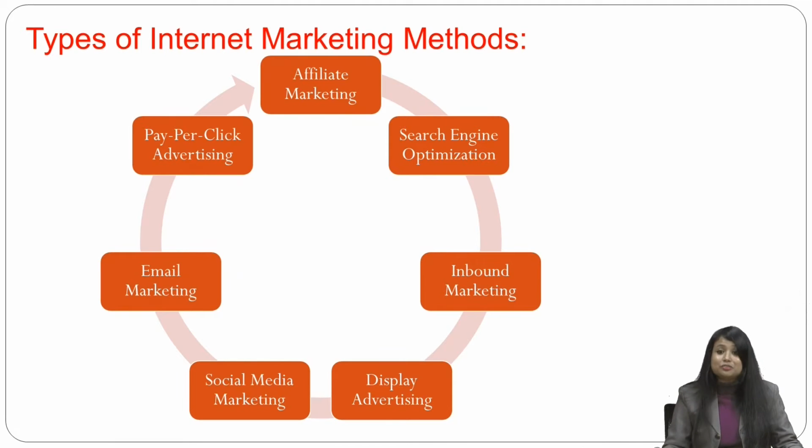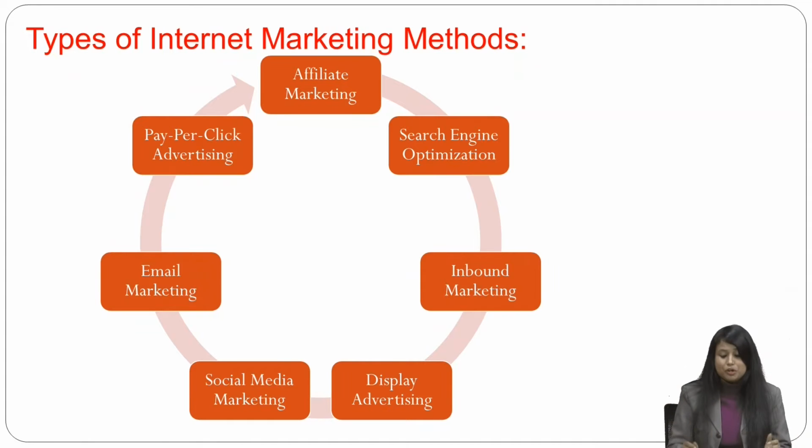So here we can see these six types of internet marketing. They now come under digital marketing, right? The first one is affiliate marketing, then search engine optimization, then inbound marketing, display advertising, social media marketing, email marketing, and pay-per-click advertising.